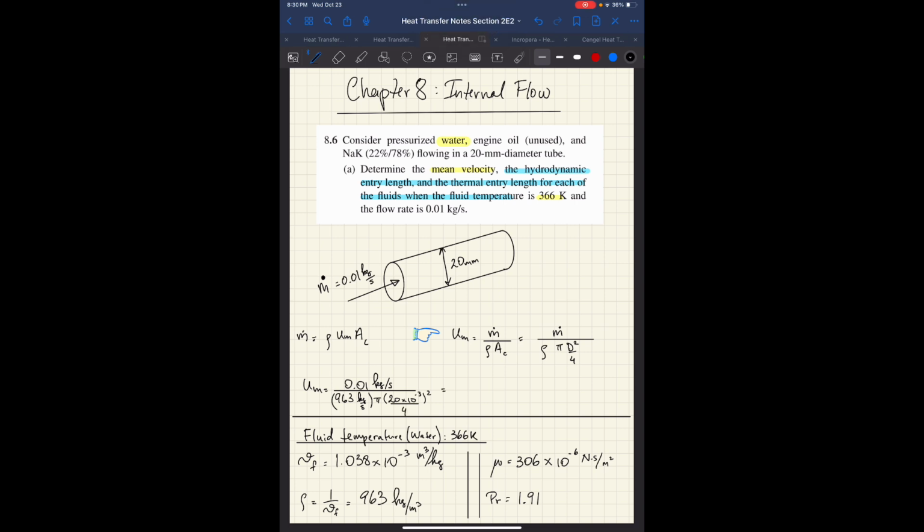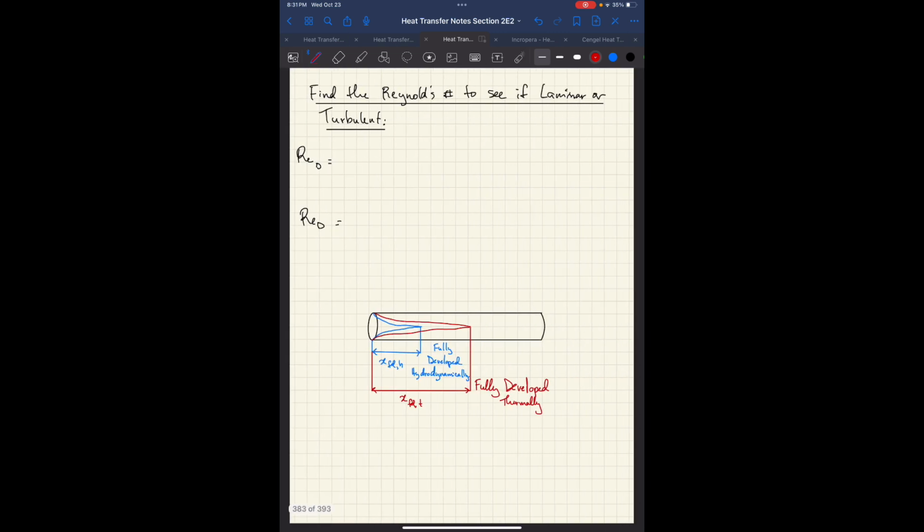All right, so mean velocity will end up being 0.033 meters per second. Boom. So now they want us to find the hydrodynamic entry length and the thermal entry length. Before we can do that, we have to establish whether or not the flow is turbulent. Okay, so let's take a look. So this is a good review. Find Reynolds number to see if laminar or turbulent.